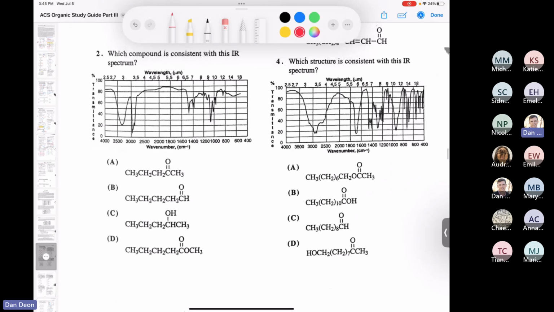Okay, let's practice another one here. Number 2, which compound is consistent with the IR? Could anybody identify any of the functional groups in number 2?